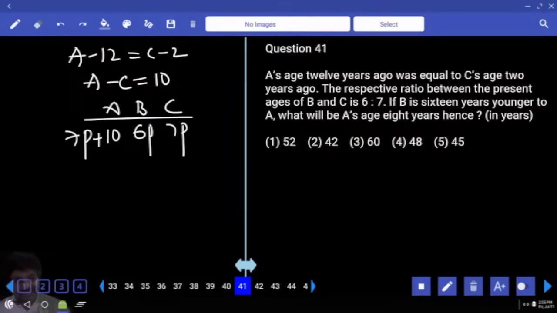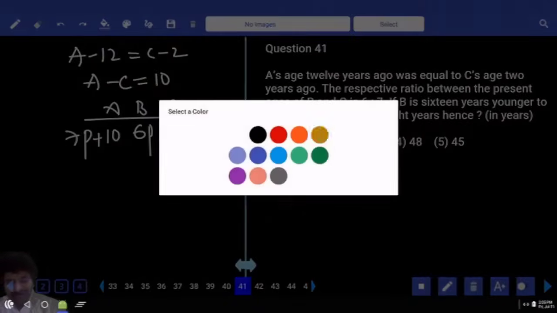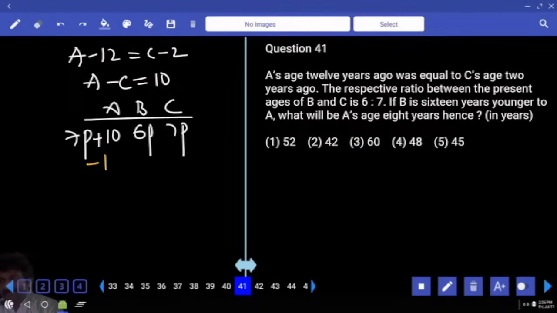B is 16 years younger than A. From A's age, if you subtract 16, that will be equal to B's age. A's age is 7 parts plus 10. From this, if you subtract 16, that is going to be 7 parts minus 6 is equal to 6 parts. From this, 1 part is equal to 6.